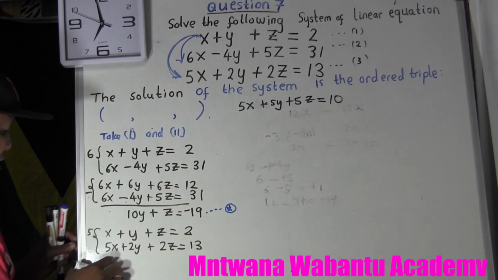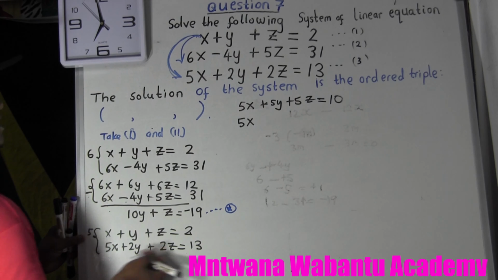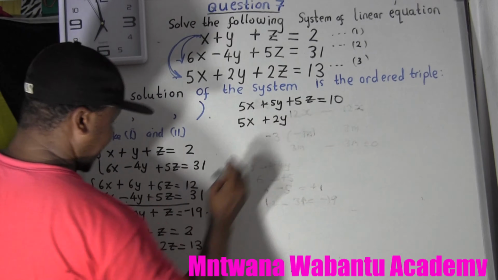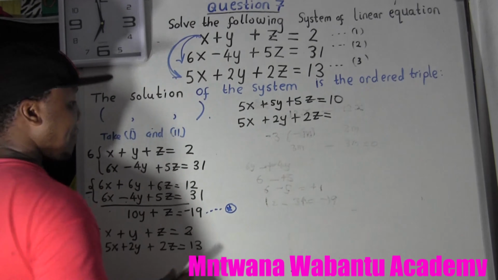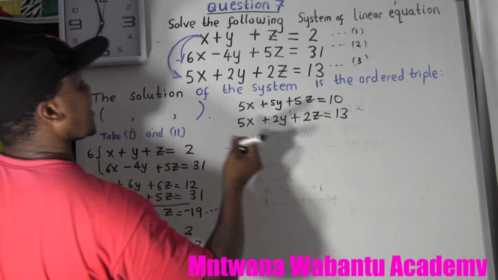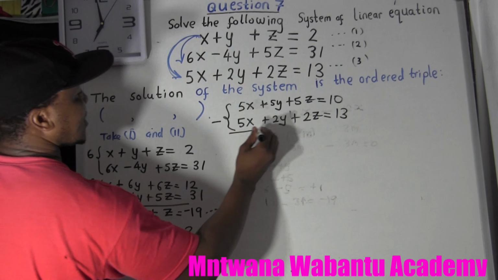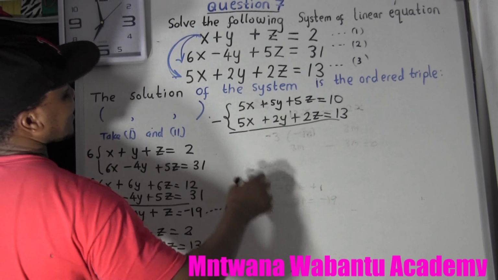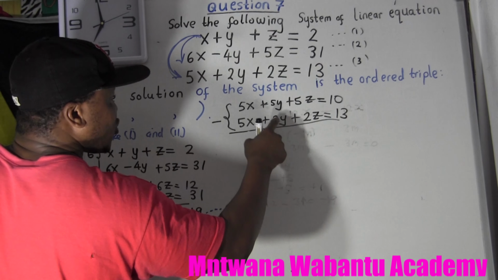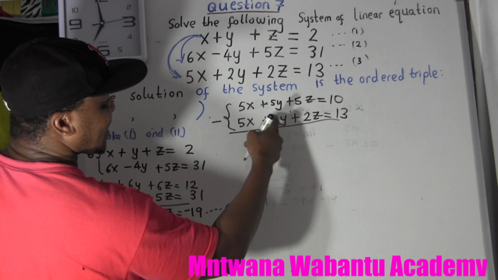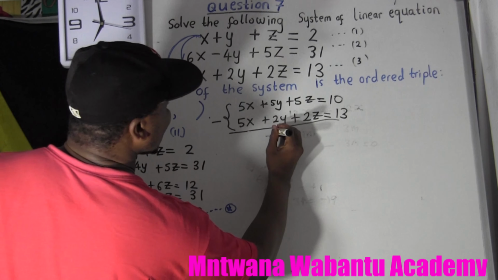And then I write my second line, the second equation, the way it is, 5x plus 2y plus 2z. Okay, so they are equal, so we can subtract. 5x minus 5x, nothing, 0. Then 5y minus 2y, positive 5 minus positive 2 equals 3.